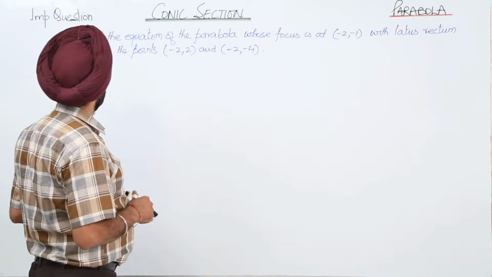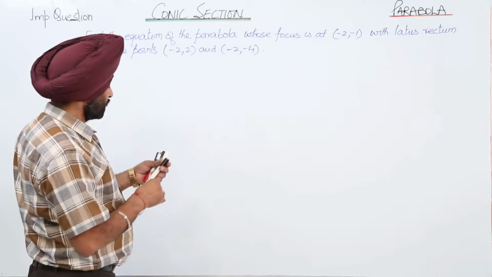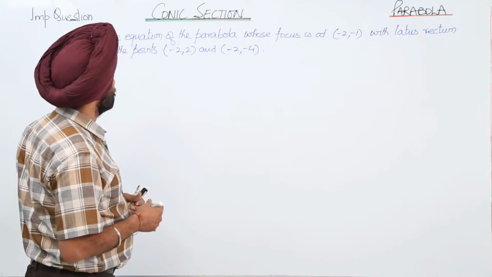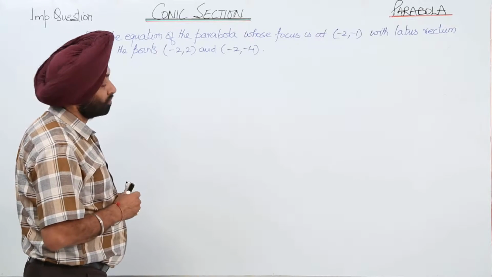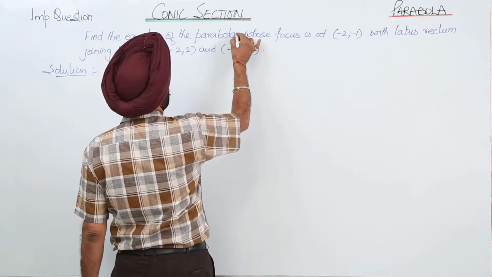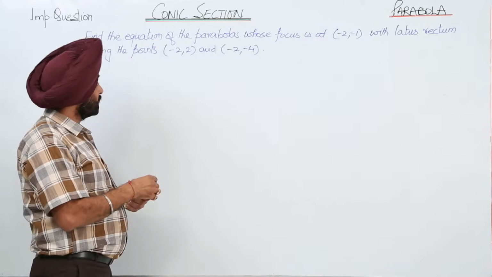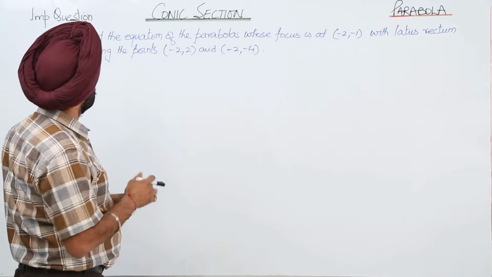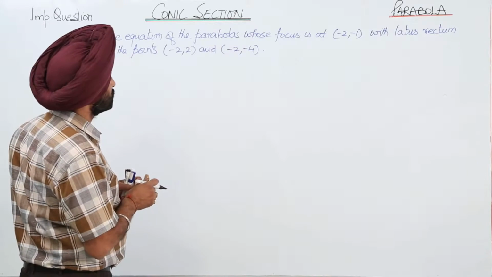Next important question. Find the equation of the parabola whose focus is at (-2, -1) with latus rectum joining the points (-2, 2) and (-2, -4). So here we have to find the equations of the parabolas whose focus is at the given point and the latus rectum joins (-2, 2) and (-2, -4).